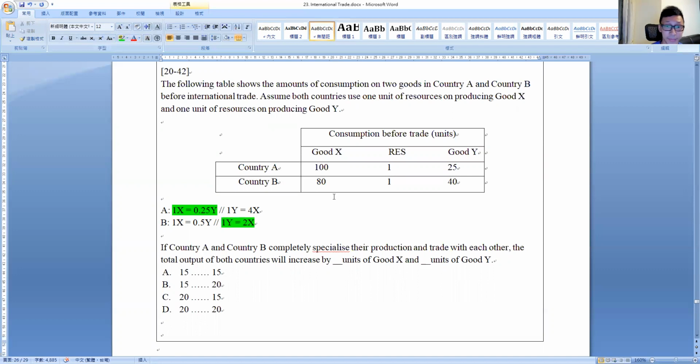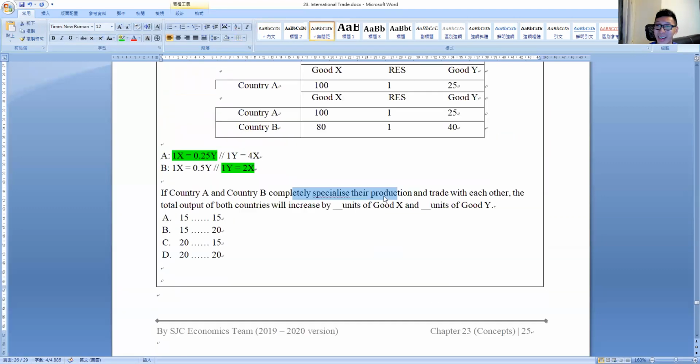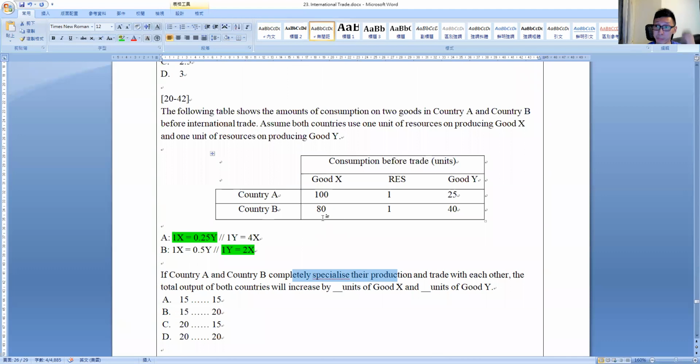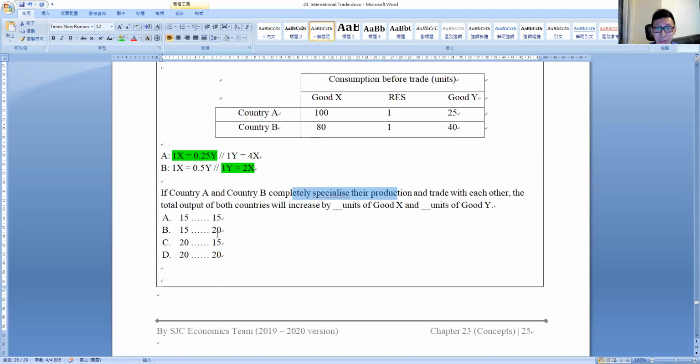So we know country A has a comparative advantage in making X and country B has a comparative advantage in making Y. Now suppose they completely specialize. Actually, this one we have looked at before. So I think you should refer to our first video when I talk about the principle of comparative advantage. I remember the answer should be B or C. Review it yourself. I think it should be yes. The answer should be C.